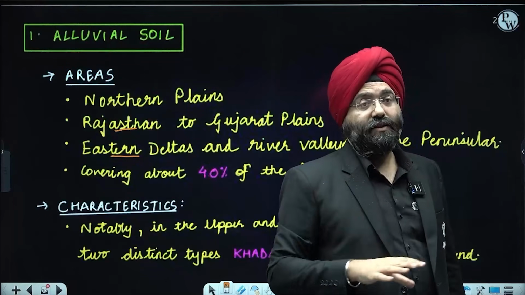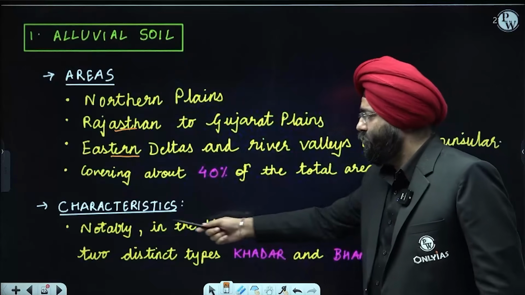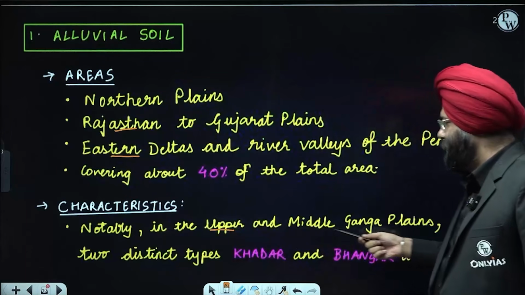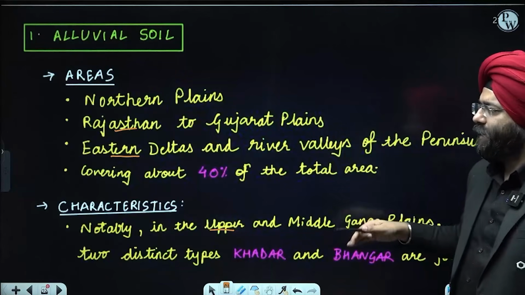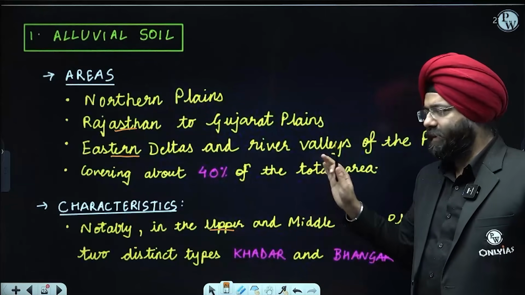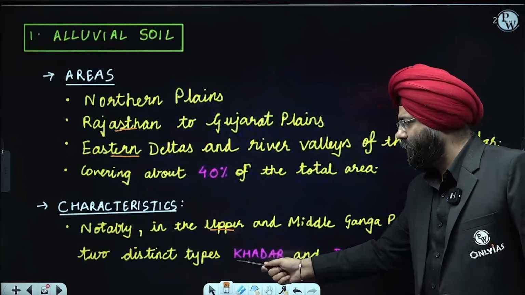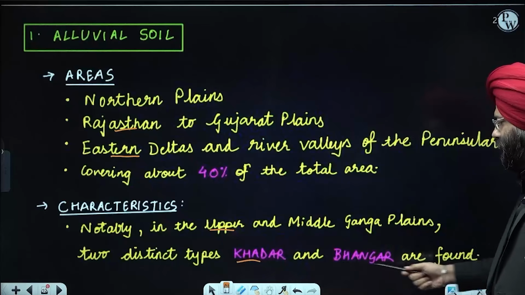Now come the characteristics. Now see, notably in the upper and the middle Ganga plains. What do you mean by notably in the upper and the middle Ganga plains? I'll show you. Two distinct types, Khadar and Bangar, are found.